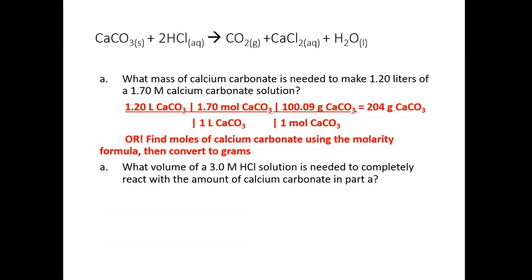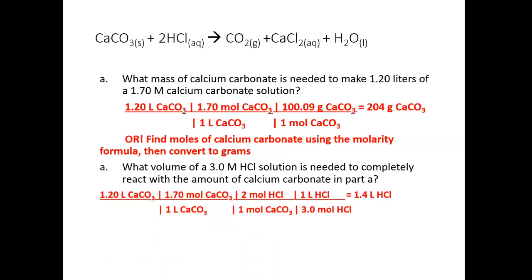Now, it says what volume of a 3.0 molar hydrochloric acid solution is needed to completely react with the amount of calcium carbonate in part A. So this is where we're going to have to do stoichiometry with a mole ratio. You can use the molarity to convert to moles of calcium carbonate. If you just used the molarity formula in the first question to find the moles, you could start there.